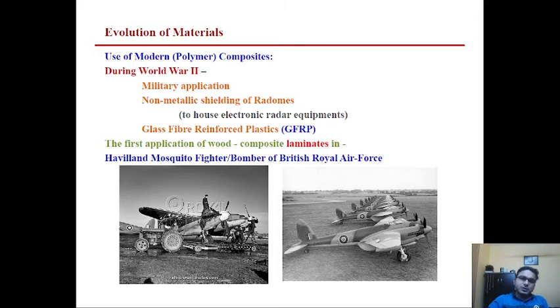Now we will see the evolution of composite materials. During World War II, we are coming into the modern phase, where composites were used in military applications, such as non-metallic shielding of radomes. Radomes are used to house electric radar equipment. Then came glass fiber reinforced plastics, that is GFRP.